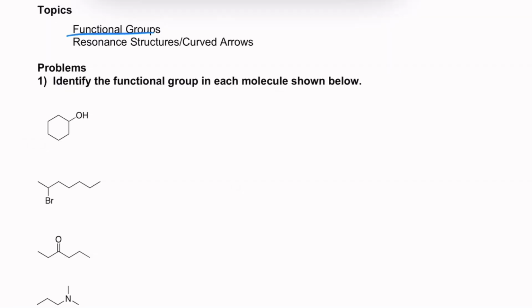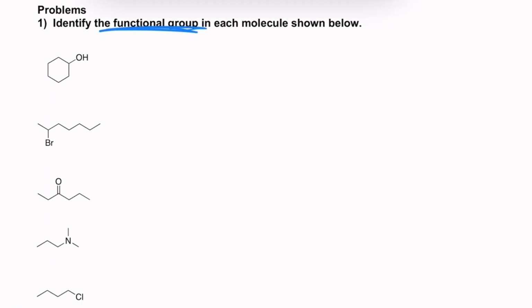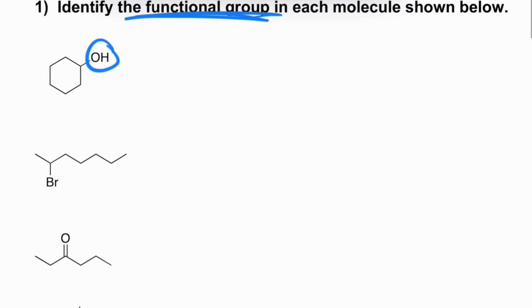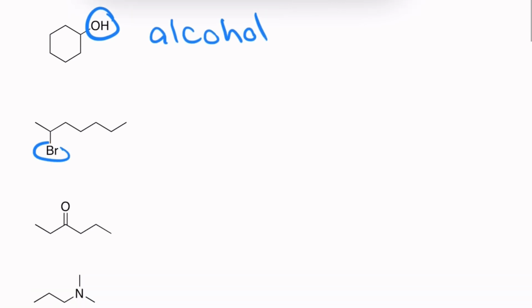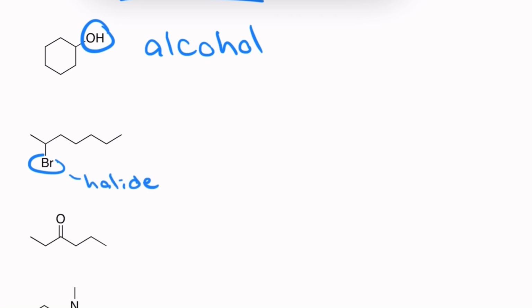Now let's do some practice. The worksheet is in the description just so you know. The first one is OH by itself, so it's an alcohol. I see bromine, so it's a halide.